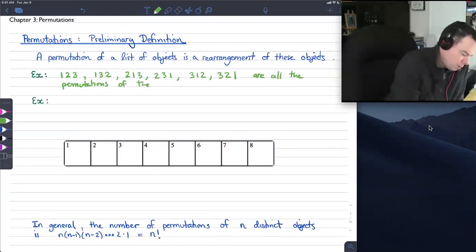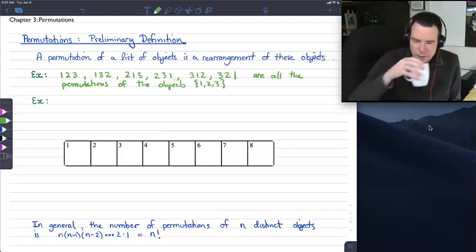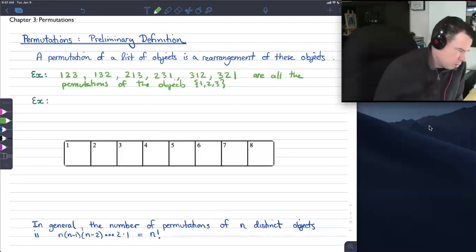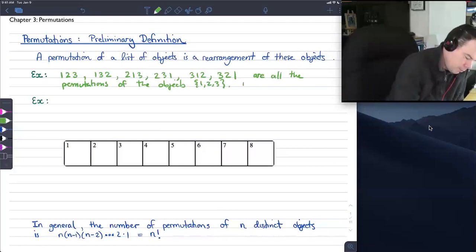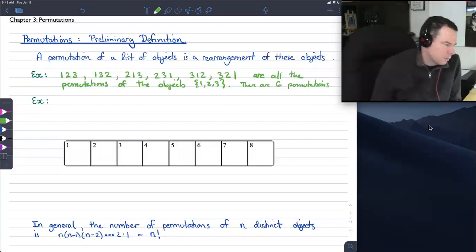of the objects 1, 2, and 3. There are 6 permutations of those objects, assuming we've been able to write them all down. So there are 6 arrangements of those objects.